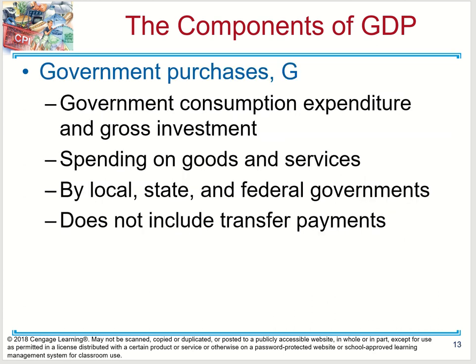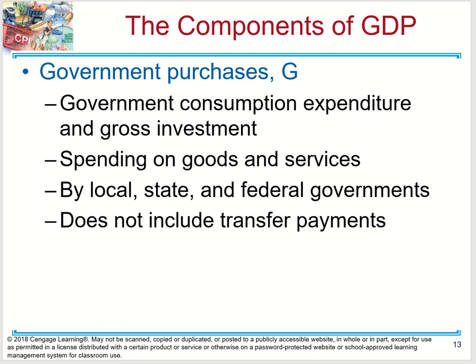And next one is our government purchases. Government purchases are government spending on all goods and services by all levels of government, so state, local, and federal government. This is when the government is buying something. So when they buy a computer, when they buy a truck, when they buy an airplane, and also when they hire employees, those are all government purchases.